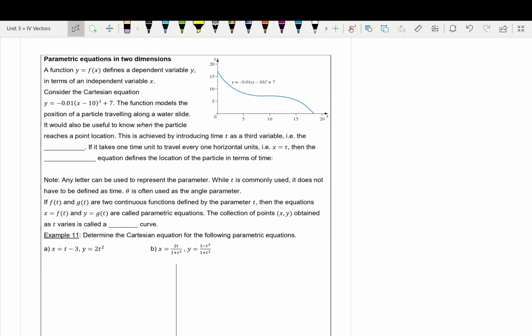Moving on, looking at parametric equations in 2 dimensions. So a function defines a dependent variable y in terms of an independent variable x. So consider the Cartesian equation y equals negative 0.01 x take 10 cubed plus 7. The function models the position of a particle traveling along a water slide. It would also be useful to know when the particle reaches a certain point. This is achieved by introducing time as a third variable called the parameter.